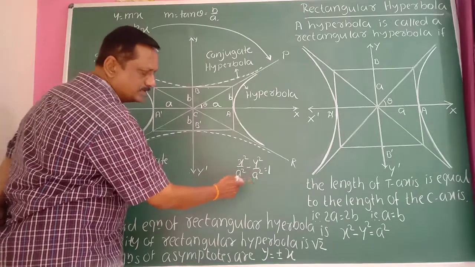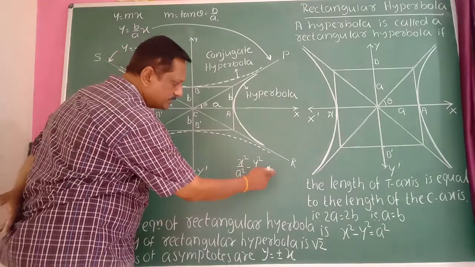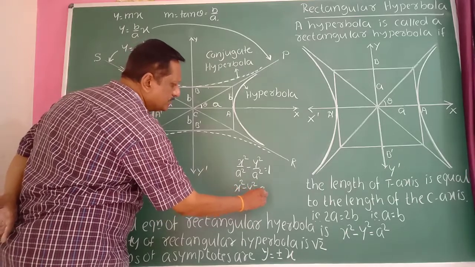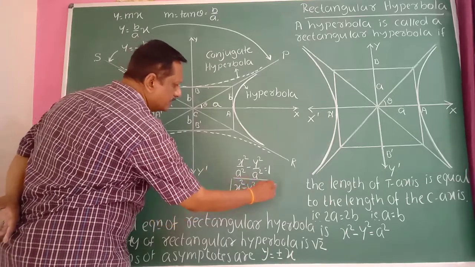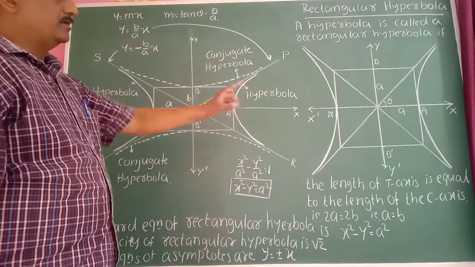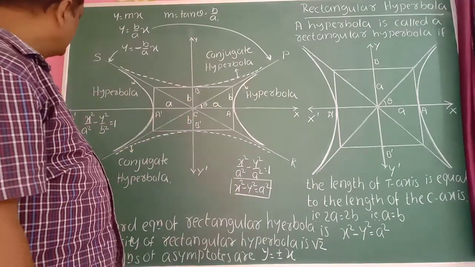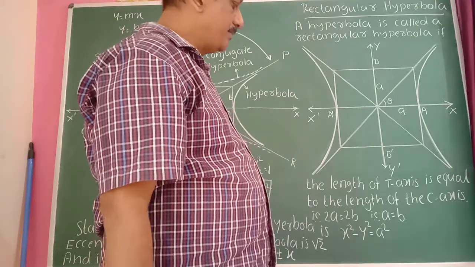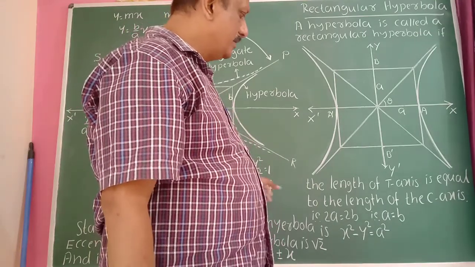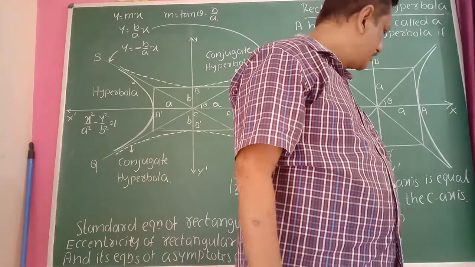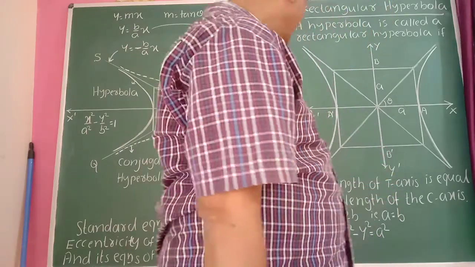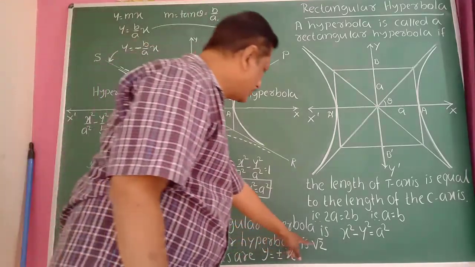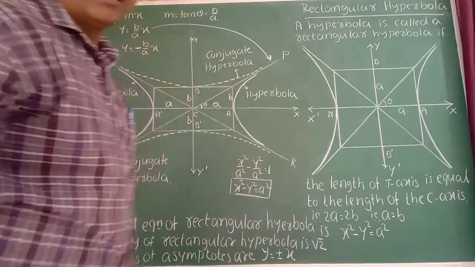Then a square is the LCM. Take a square to that side, and we get x square minus y square is equal to a square. This becomes the equation of this rectangular hyperbola. This is the equation of a hyperbola, and this is the equation of the rectangular hyperbola. In the rectangular hyperbola, the length of the transverse axis is equal to the length of the conjugate axis, and the eccentricity of the rectangular hyperbola is root 2. Just observe here, I will explain this.